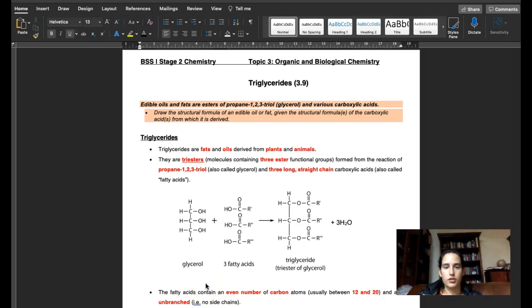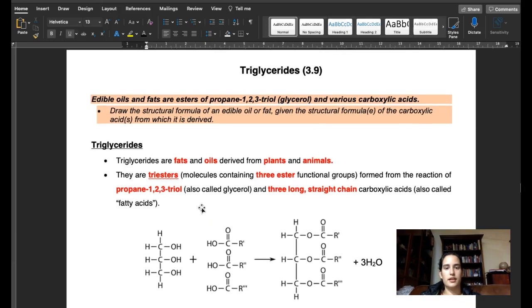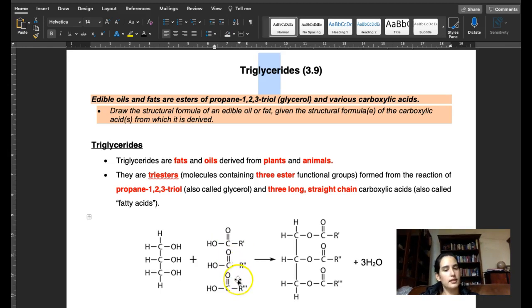Video here on triglycerides. Triglycerides are just a big fancy word for tri-glyceride, referring to glycerol. And glycerol is just this structure here. It's an alcohol, but as you can see, it's got 3 hydroxyl groups, which is where the tri comes from. You react this structure of glycerol with 3 carboxylic acids, and when you do that, you form a triglyceride. So a triglyceride is a triester.